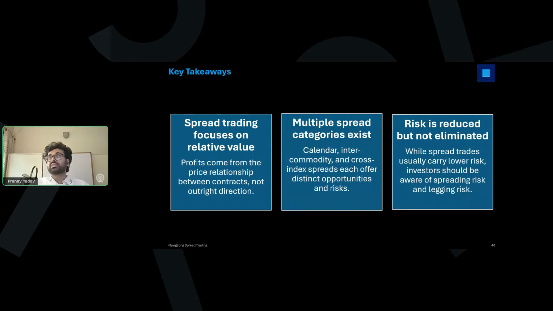And although risk is reduced in spread trading, it's not eliminated altogether. They carry lower risk generally, but investors should be aware that there are spreading risk, there is legging risk, and above all else, there is tail risk. That's the risk that we saw play out most significantly in March, right? When a tail event occurs, it can cause spreads to move in sharply divergent directions.